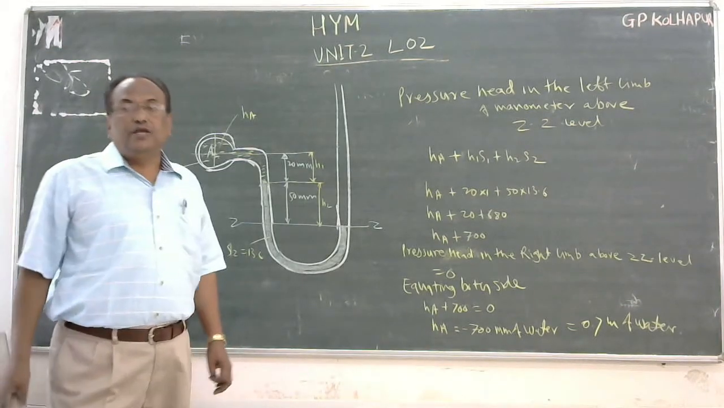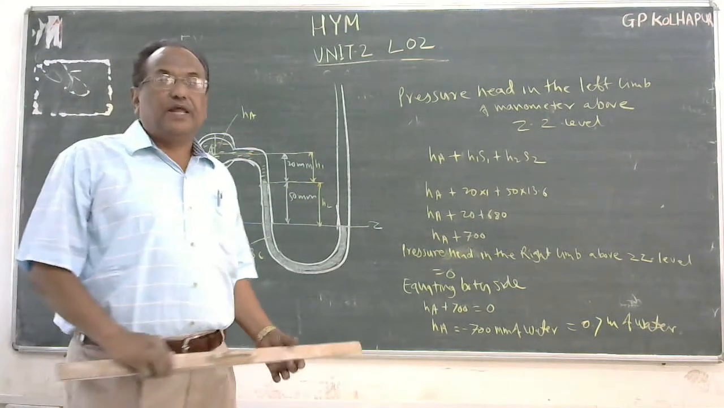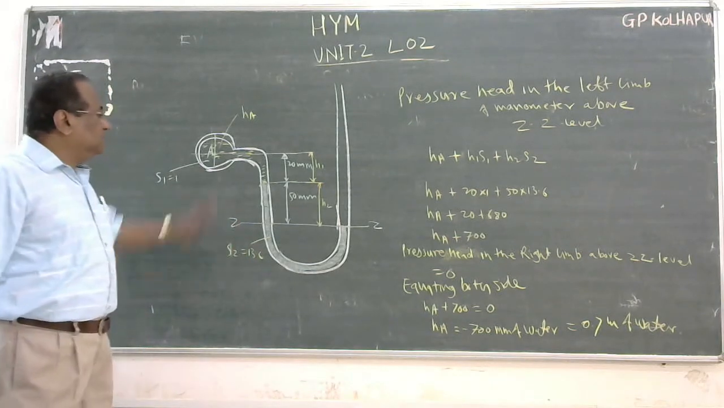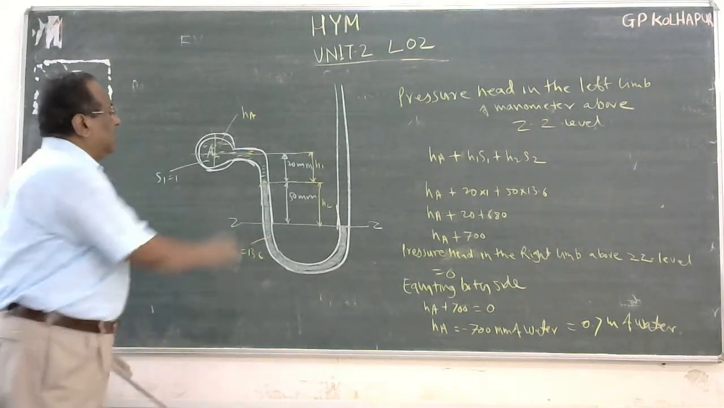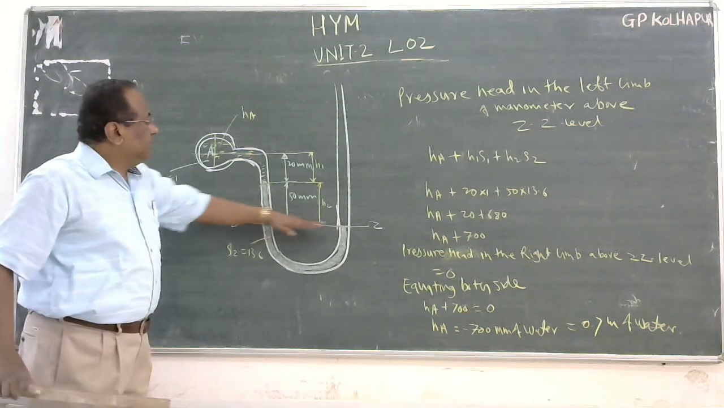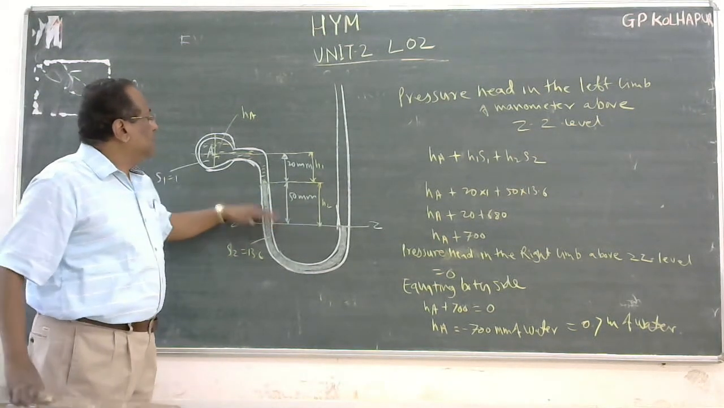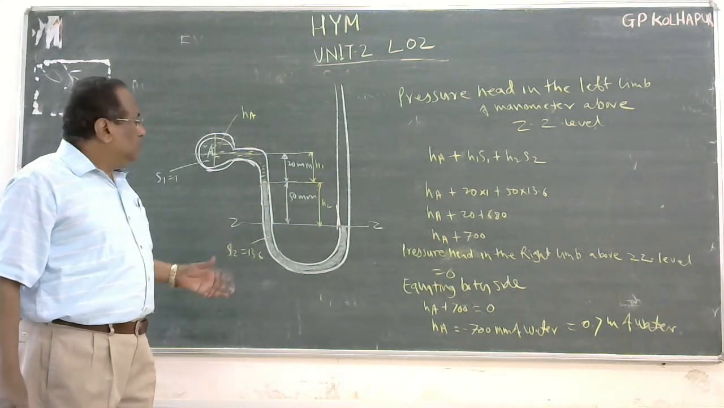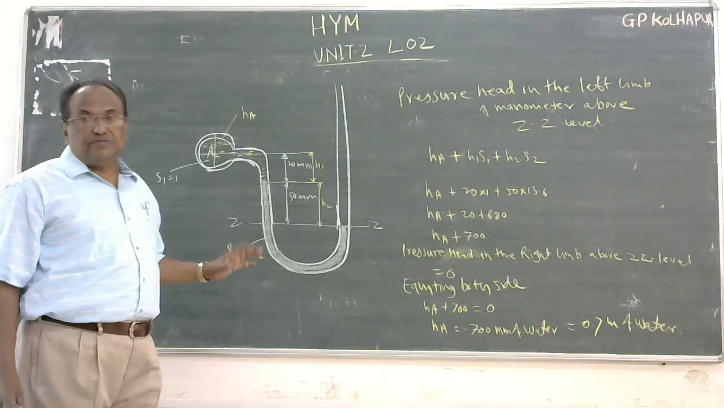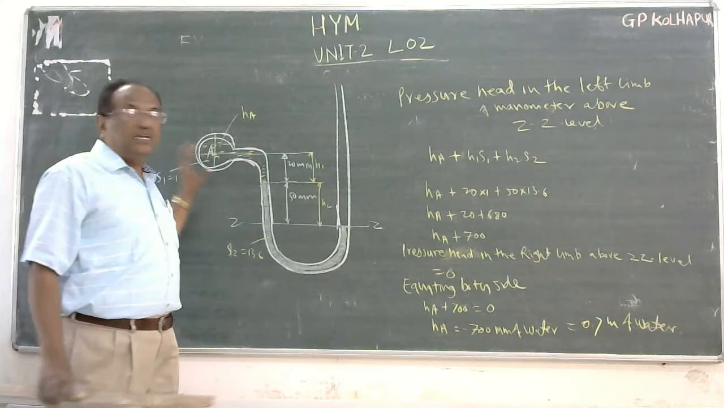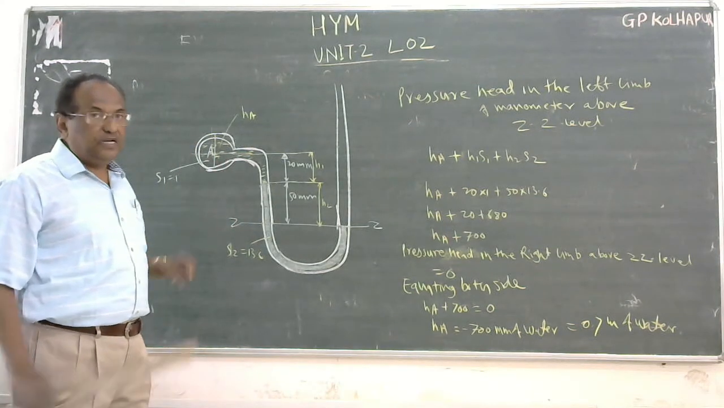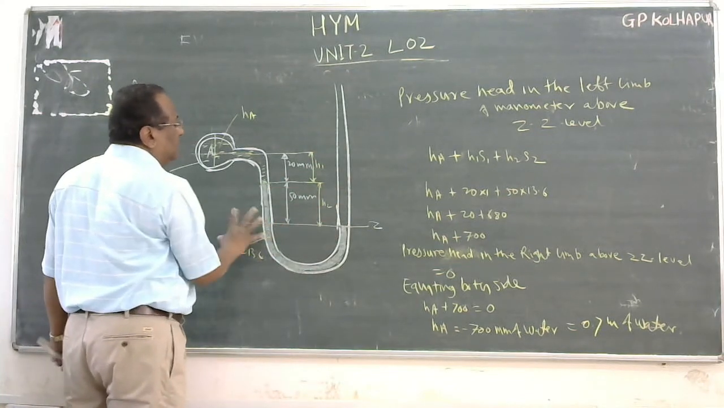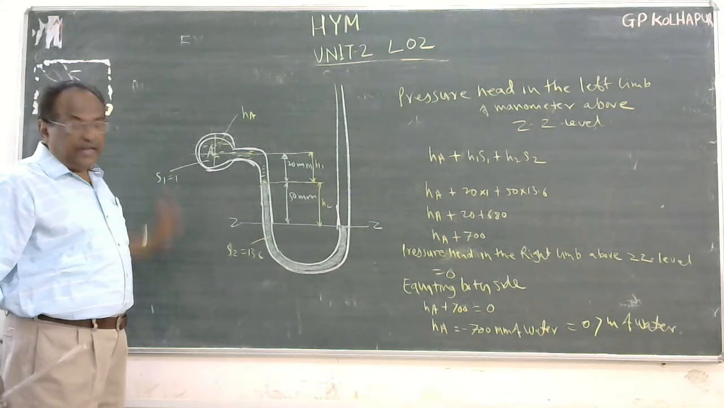Here, a simple U-tube manometer is used to measure negative pressure, that is, pressure below atmospheric pressure. If you observe this manometer, it shows that the level of mercury in the left limb is above the level of mercury in the right limb. It is easily noticed. By simply looking at the diagram, you must be able to say whether the pressure is positive or negative, isn't it? As the mercury level here is below this ZZ level, the pressure in the pipe is negative, isn't it?